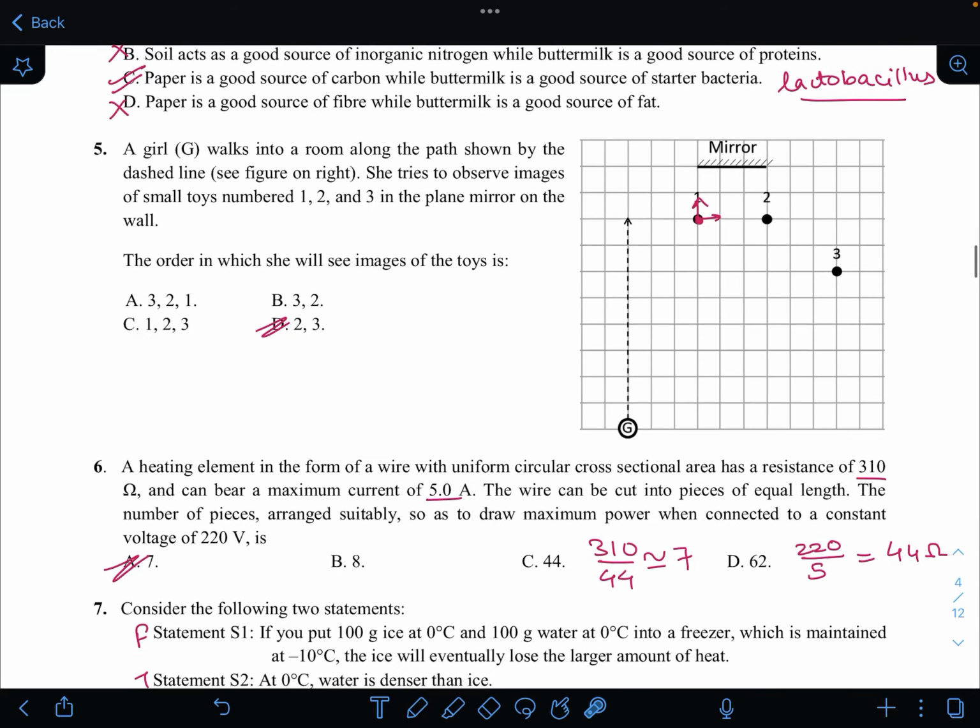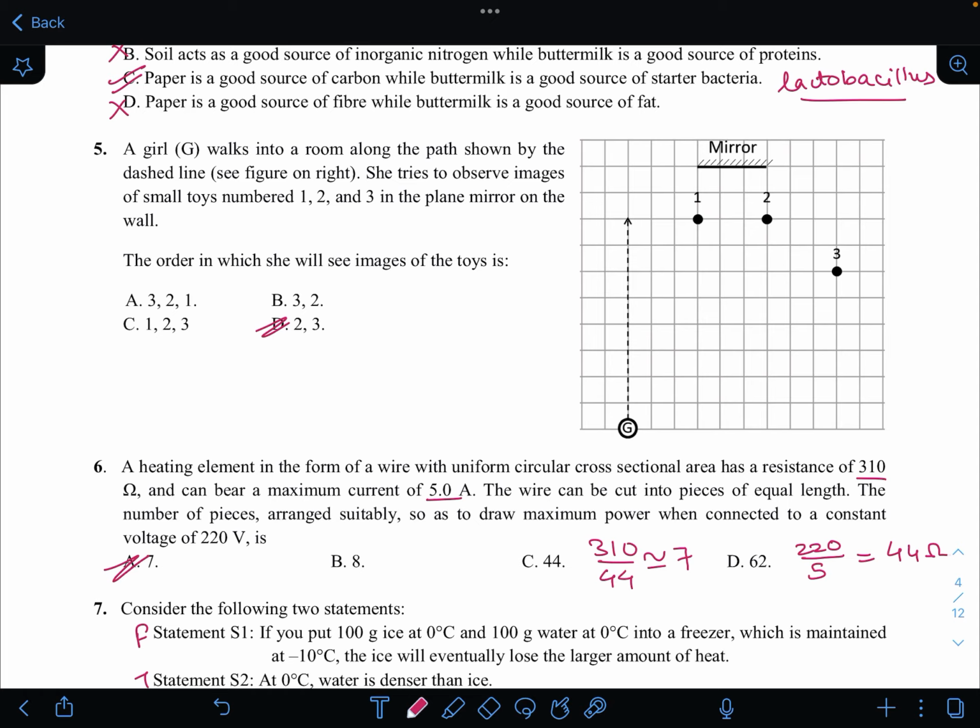Okay, starting off with question number 5. A girl G walks into a room and observes these 3 toys, and you have to tell in which order she will see the images of the toys. Now, to make this question very easy, think of these toys as a source of light. So if the light from the toy can move towards the mirror and then get reflected back into the girl's eyes, then that means that the girl can see the image.